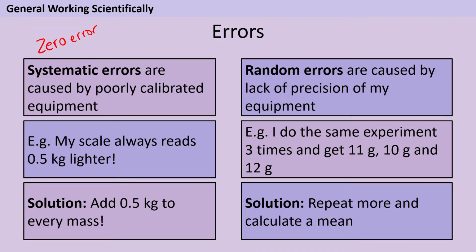Then random errors are where either your equipment can't measure well enough to tell you what the true answer is. So when I taught this to my year 11s, I gave them an example.